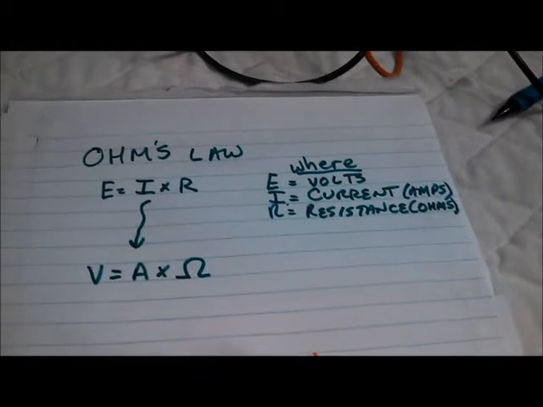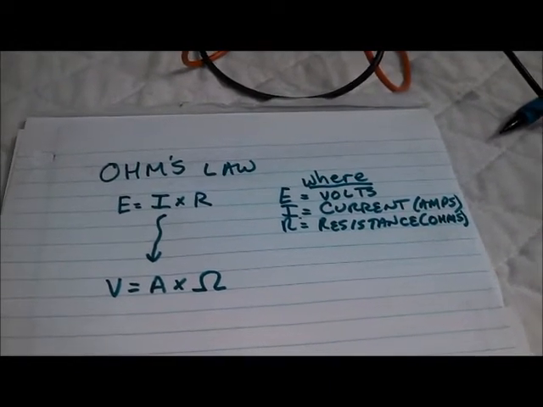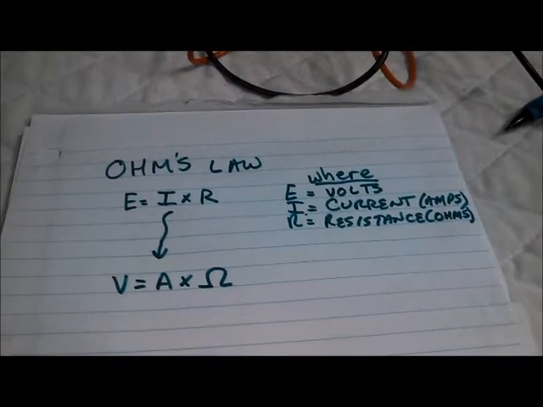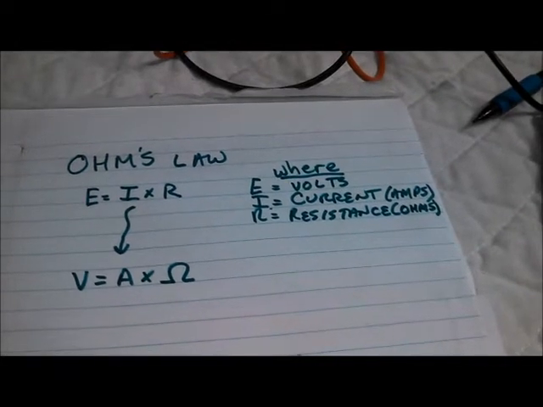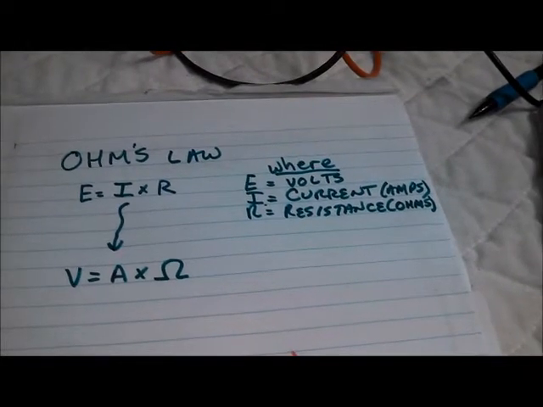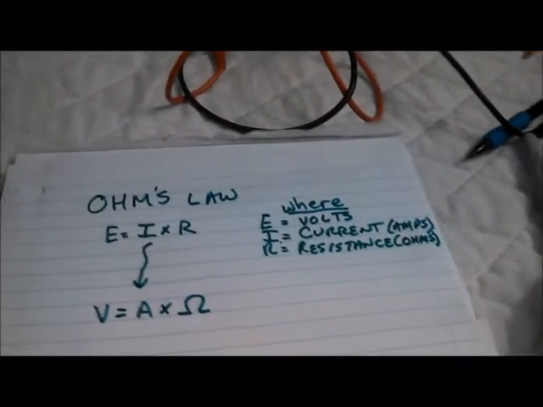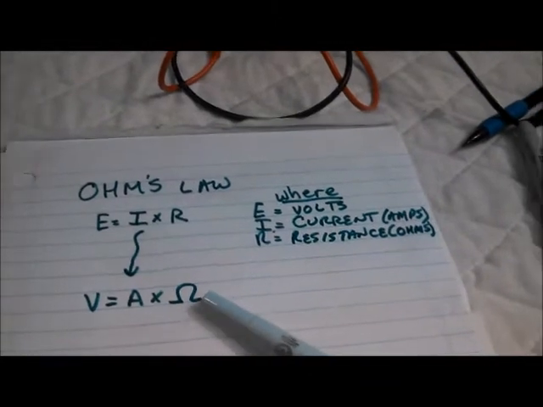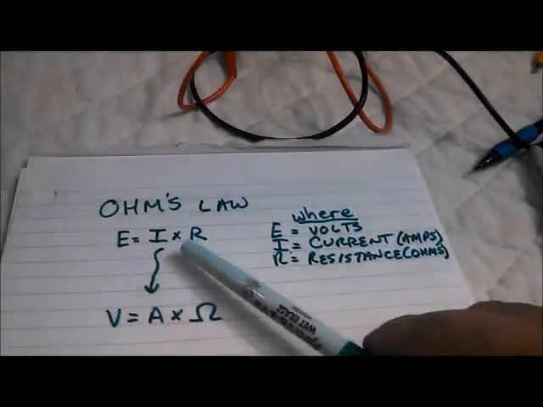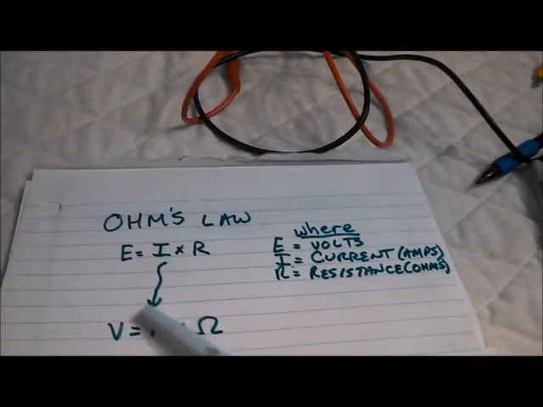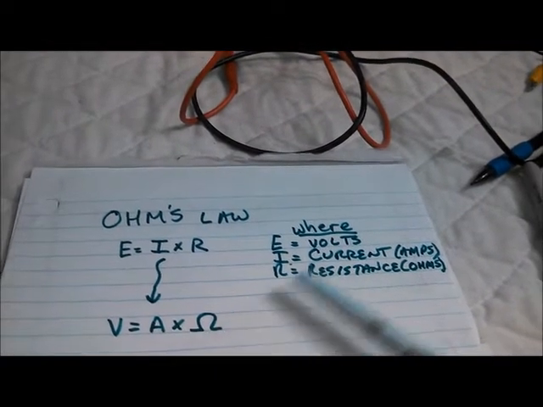This lesson is on Ohm's law and the power equation. There in green you can see Ohm's law where E equals I times R. E equals volts, I equals current or flow in amps, and R equals resistance in ohms. Ohms is often written with the omega symbol that you see here that I'm pointing to. So another way to write the equation, although it's not accepted by science, is volts is amps times ohms.